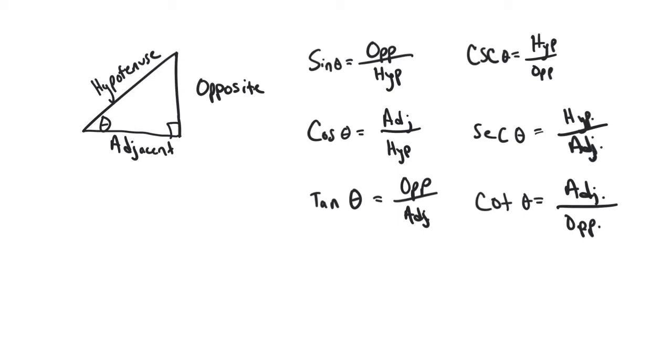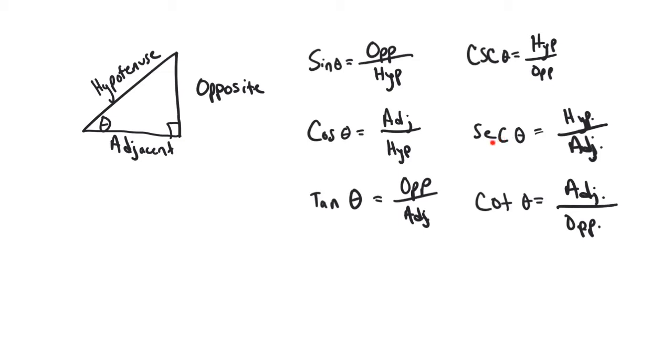The sine function is opposite over hypotenuse. It's just going to be a fraction. Whatever number this is, divided by that number. So this is opposite over hypotenuse. Cosine is adjacent over hypotenuse. Tangent is opposite over adjacent. Cosecant is hypotenuse over opposite. It's just this reversed. It's flipped around.